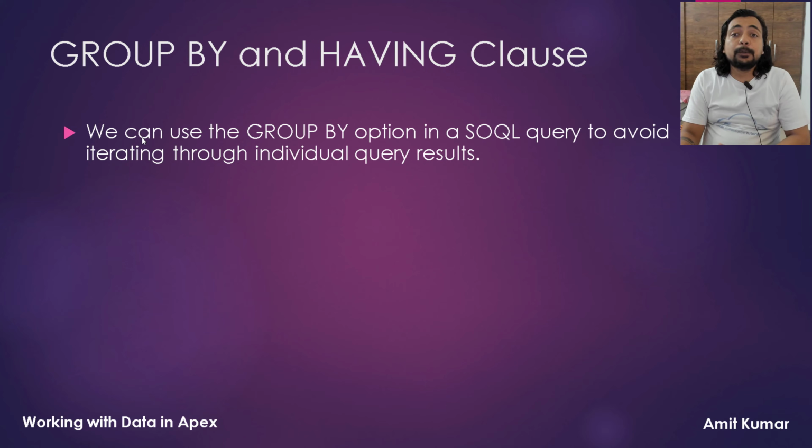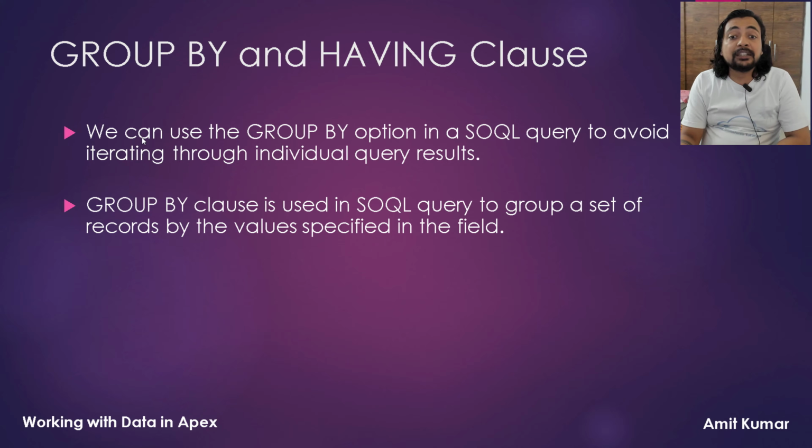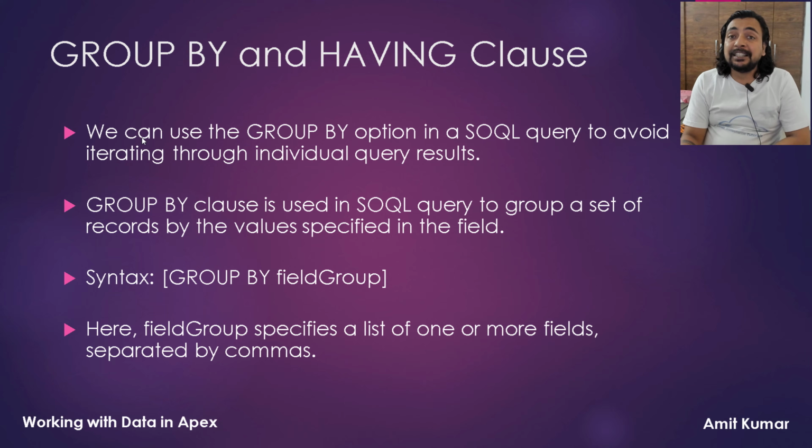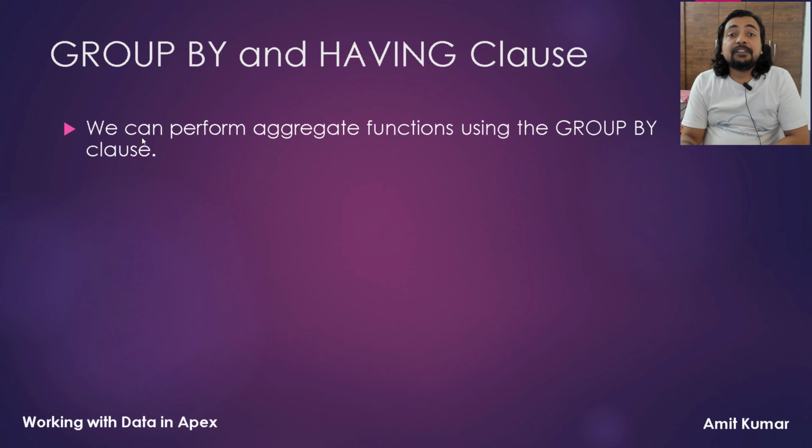We can use the group by option in a SOQL query to avoid iterating through individual query results. The group by clause is used in a SOQL query to group a set of records by the values specified in the field. The syntax is group by, then field group. Here, field group specifies a list of one or more fields separated by commas. We can perform aggregate functions using the group by clause.